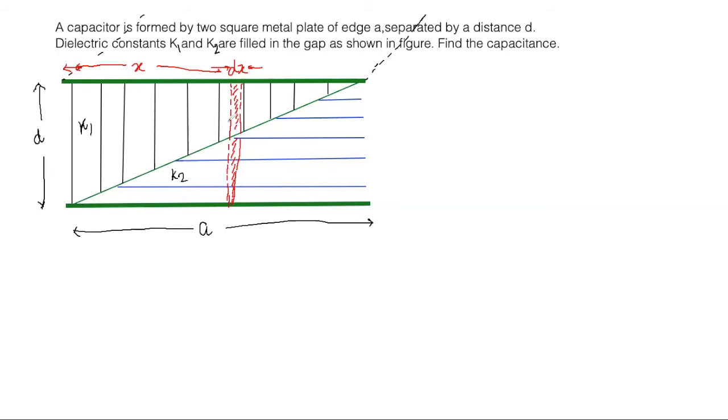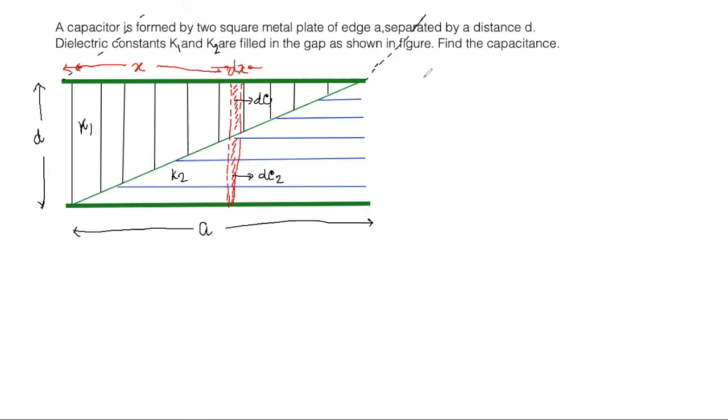The strip is also constituted by two parts. We are going to find the capacitance of these two strips individually, and then, as they are in series, we will find the capacitance of that strip, and then we will integrate it to get the whole capacitance. Okay, so let's see. Say this one has capacitance dC1, this one has capacitance dC2.